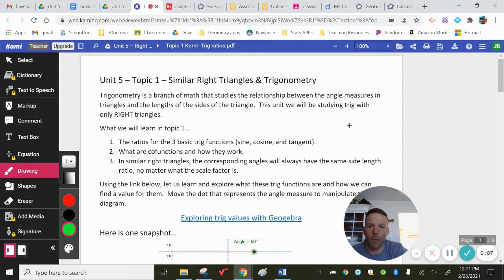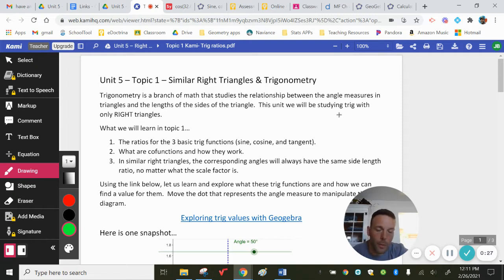It's about similar right triangles in trigonometry. So trigonometry is a branch of math that studies the relationship between angle measures in triangles and the lengths of their sides of the triangles. So in this unit, we're going to be studying trig, but we're going to only focus on right triangles, just the very most basic stuff of trig.